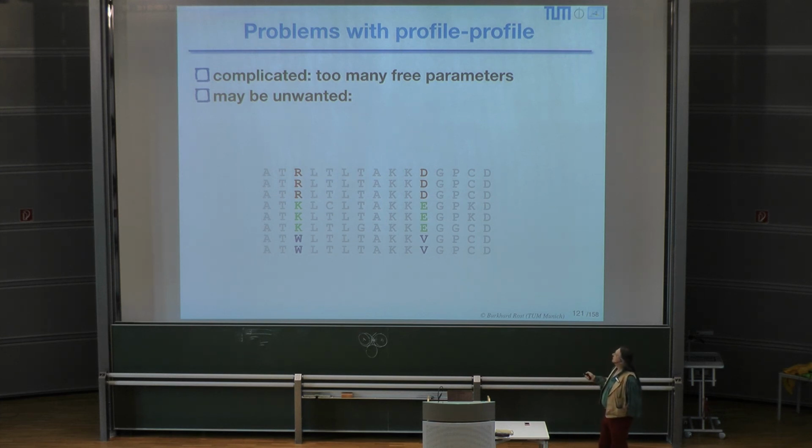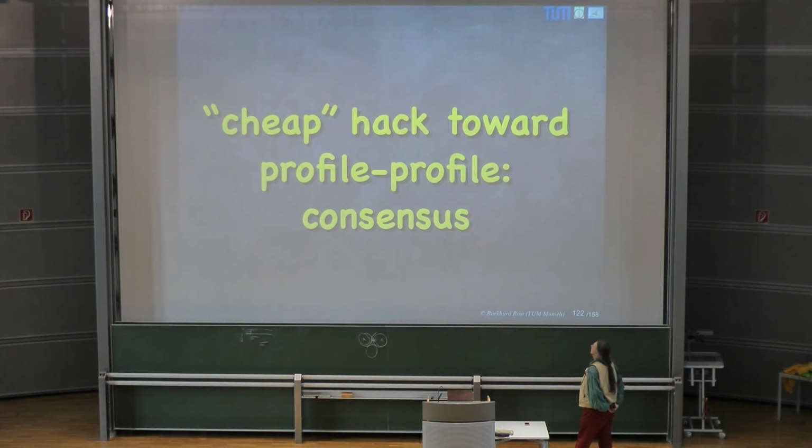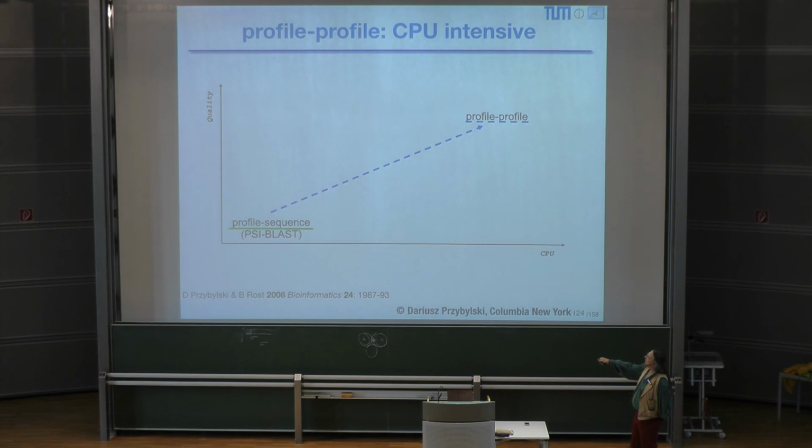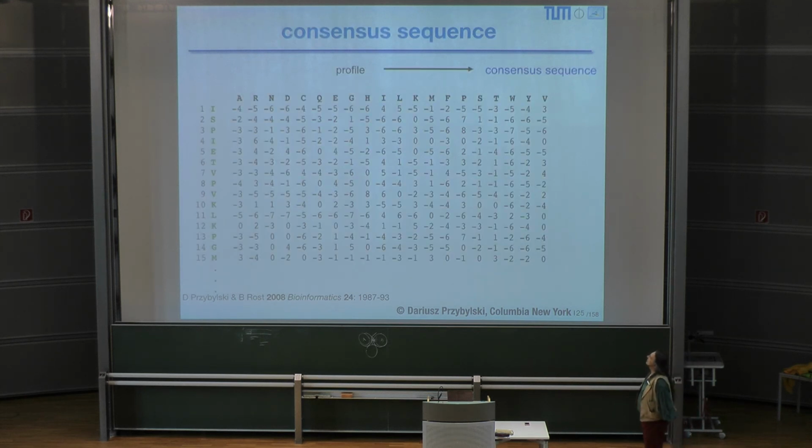Okay, now that's another problem in profile. Here is a cheap version of profile alignments, the consensus, and that comes from Dariusz Przybylski, who is now at the Broad Institute. Profile sequence in terms of quality and CPU is somewhere here. It's fast, quality is not as good, and not as widely covering. Profile takes a lot of CPU, is very good. And somehow here's the idea to find something in between these two extremes.